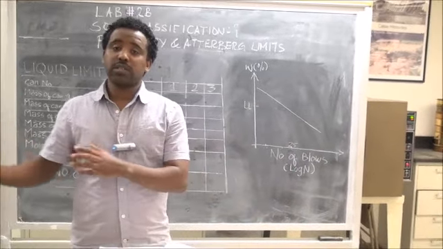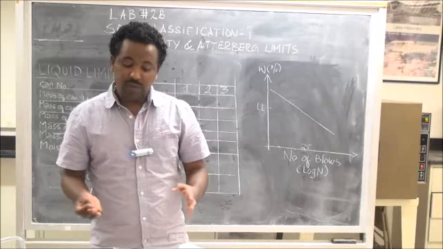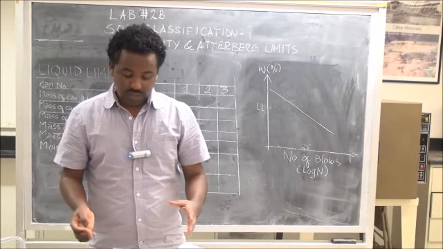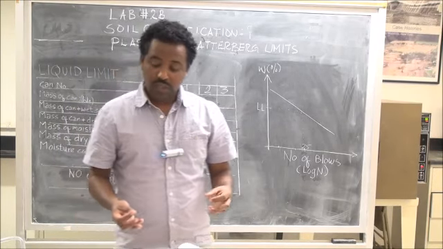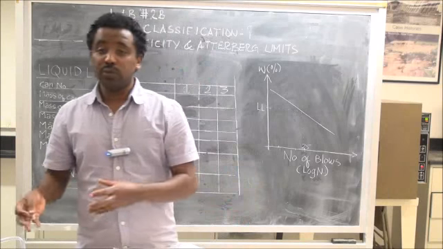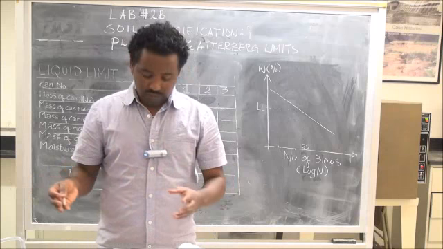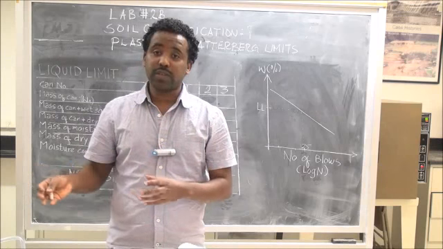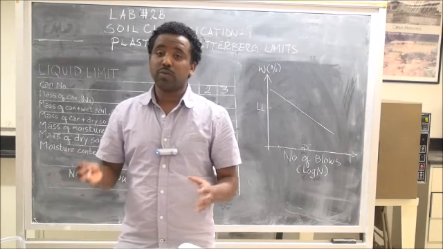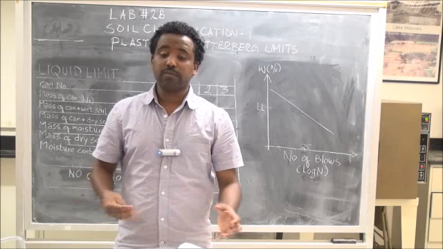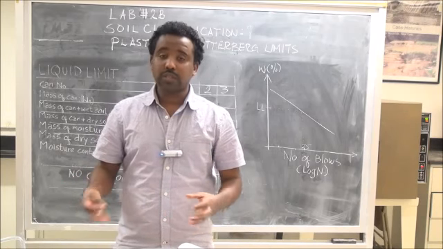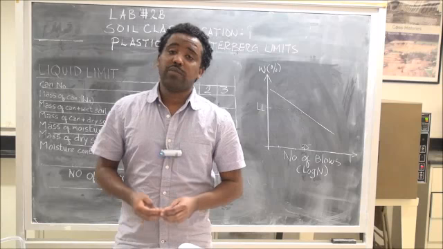So when you record the number of blow counters, make sure that it should not be less than 5 or greater than 50. If your number of blow counters is less than 5, that means your paste is too fluidy. And if your number of blow counters is more than 50, that means it is too hard. So make sure that your number of blow counters is between 5 and 50.